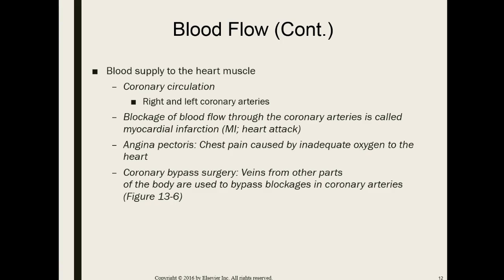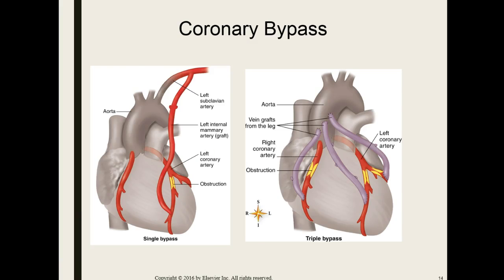If there is ever a blockage of blood flow through these coronary arteries, it's called a myocardial infarction, also known as an MI or a heart attack. And then angina pectoris is chest pain caused by inadequate oxygen to the heart. To correct this, we can do a coronary bypass surgery where we take veins from another part of the body and then it's used to bypass the blockages in those coronary arteries. So if this was the obstruction here, we would simply bypass that portion by connecting another vessel down below.